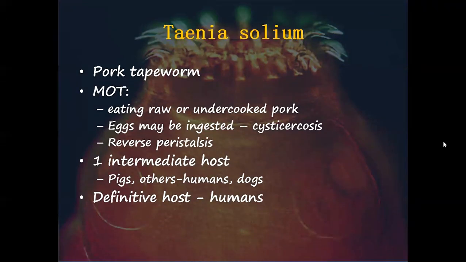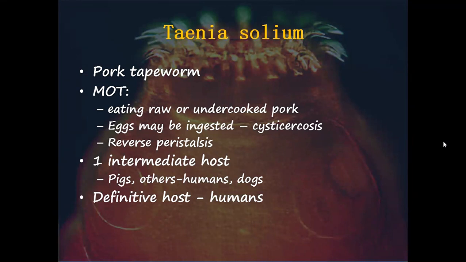You have Taenia solium or the pork tapeworm. Mode of transmission is eating raw or undercooked pork. Another less common is you can directly ingest the eggs of the pork tapeworm, and this will present with cysticercosis. Okay, and we will see later on what is the difference between the disease of cysticercosis and the presence of the adult tapeworm in your intestines. Or it can be transmitted, again, not as common, by reverse peristalsis.